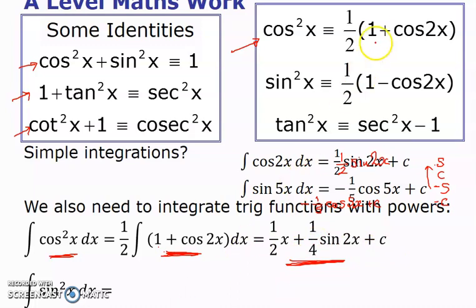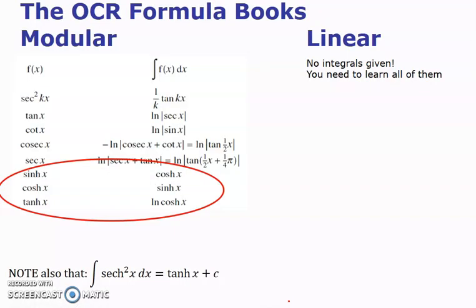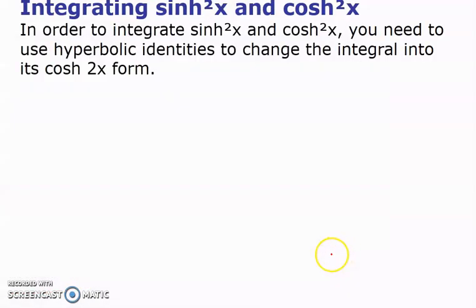And because the only difference between this and this is a minus sign, this is exactly the same, just with a minus sign in between. Might be worth your while to learn these off by heart. And just note the lack of formulae in the new formula book. The old days, they gave us all these. Now they don't give us very much at all.